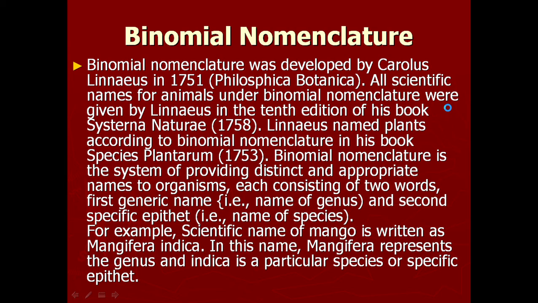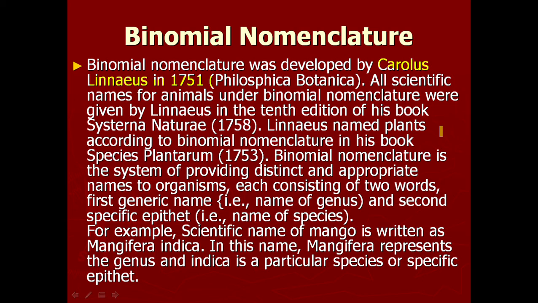Now, what is binomial nomenclature? Binomial nomenclature, first of all, was developed by Carolus Linnaeus in 1751, and all scientific names for animals under binomial nomenclature were given by Linnaeus in the 10th edition of his book, that is Systema Naturae. Linnaeus named plants according to binomial nomenclature in his book Species Plantarum.